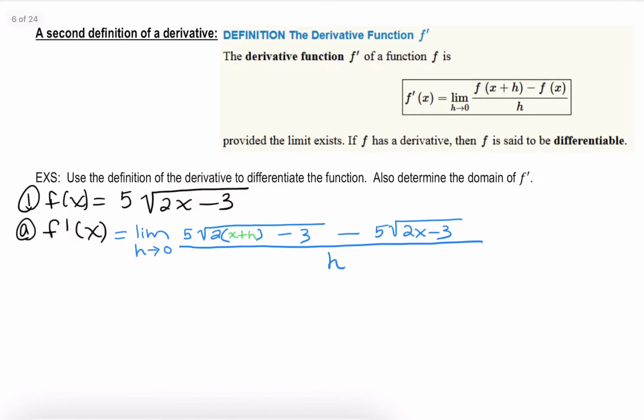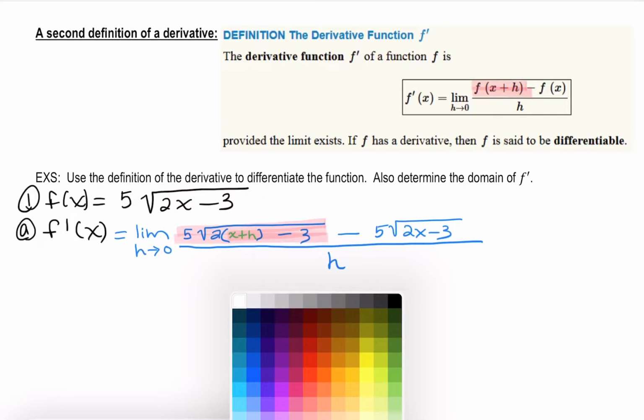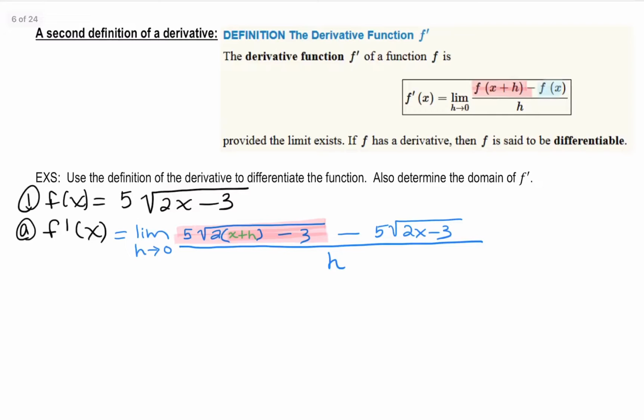Okay, so right up here, there's my f of x plus h, and that is this part right here. Making sure you get that correct is pretty key. And then minus, of course, the f of x, and that's this portion right here, and then it's all divided by your h. All right, so that's our definition of our derivative.